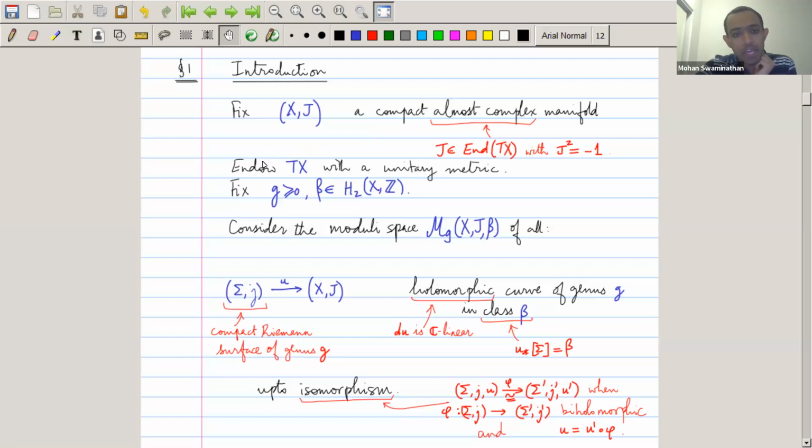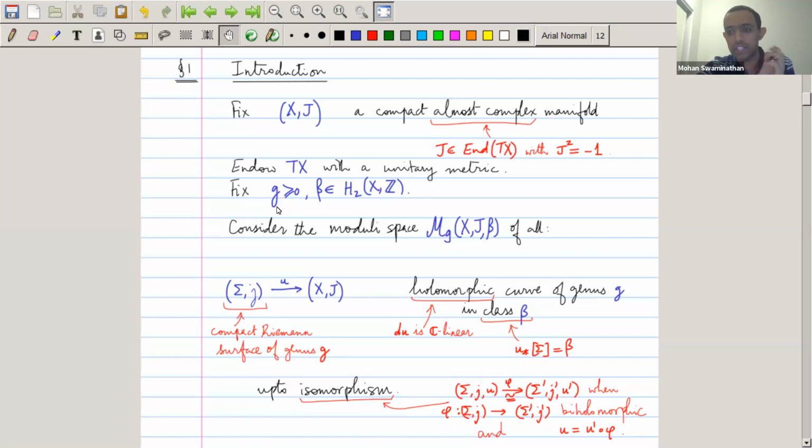Also, for the rest of this talk, we'll endow TX with a unitary metric. In other words, it's a Riemannian metric which respects J. I'm not going to explicitly give this metric a name; just imagine that it is there in the background. Now let's fix a non-negative integer g and a second homology class in X called beta.